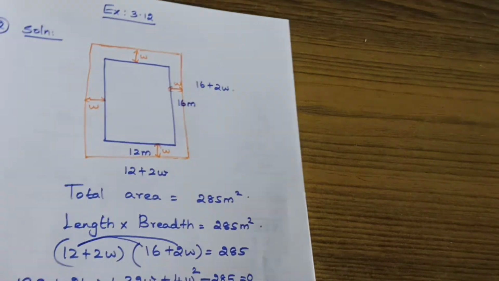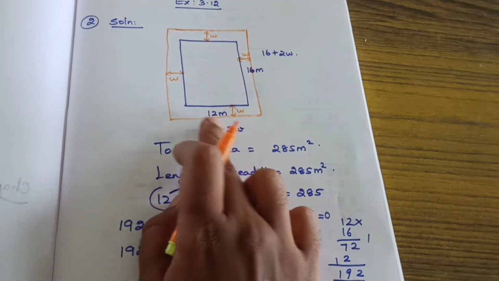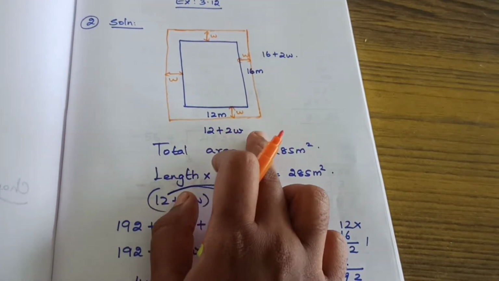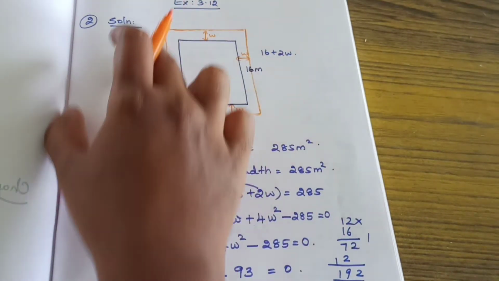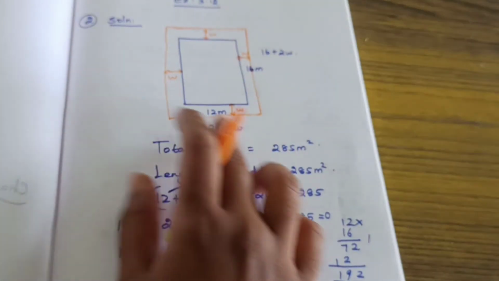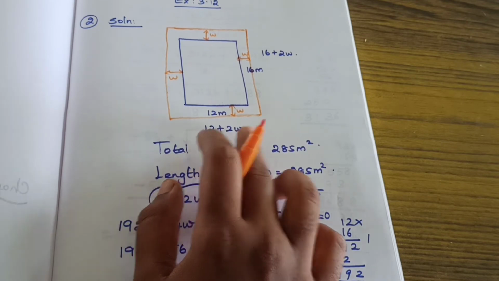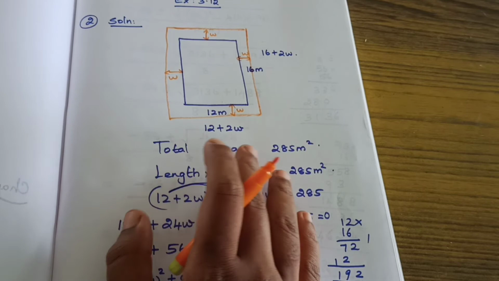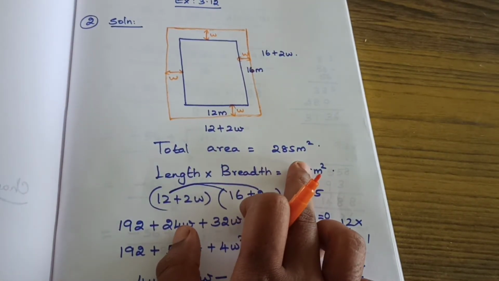Got it? So once again, recollect this question. First they gave a rectangular garden. The length is 12 meter and the breadth is 16 meter. And here they constructed a pedestrian pathway all around the rectangular garden. So same width only, W, four sides the same width only. That width value only we need to calculate. They already gave the total area. Now including the pedestrian pathway, the total area increases to 285 meters square.